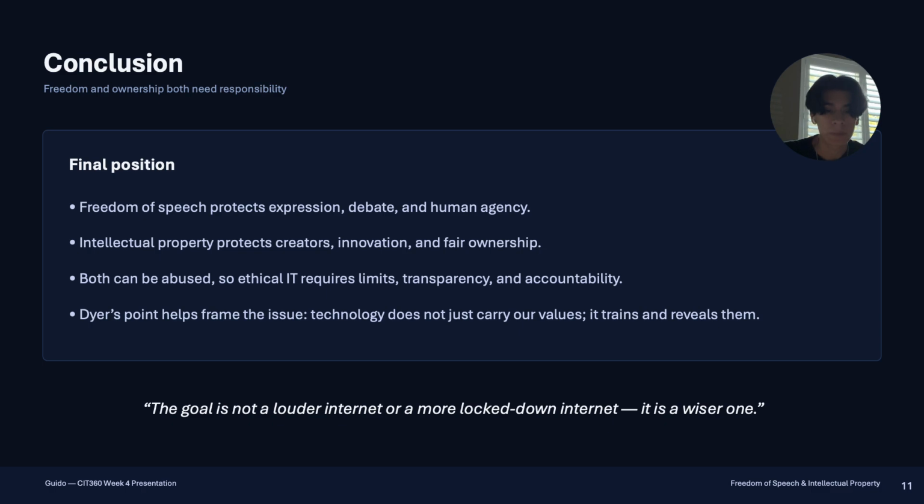To wrap this whole thing up, freedom of speech and intellectual property both protect important human goods. Speech protects expression, debate, and agency, and intellectual property protects creators, innovation, and fair ownership. But both can be abused if they're treated as absolute. The better ethical position is balance. So protect speech without enabling harm, and protect creators without destroying fair use or access to knowledge. The goal isn't to have a louder internet or a more locked down internet. It's a wiser one.